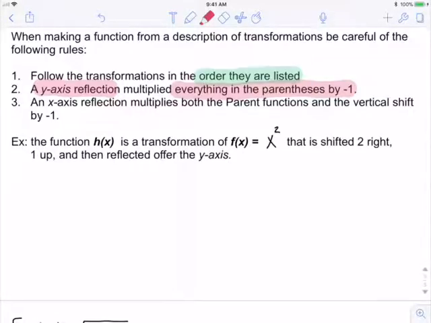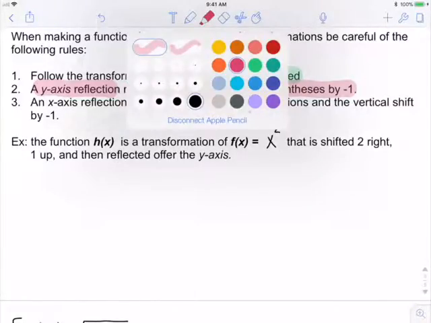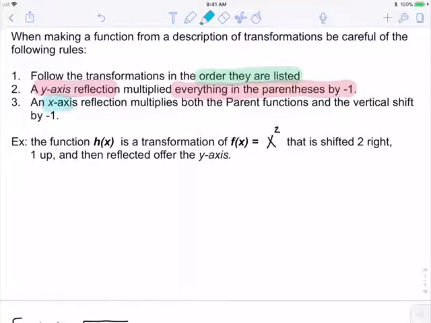This isn't just the x that gets affected. This is also the vertical shifts in the plane. They also need to be flipped, as well as the horizontal shifts. And so we have the same rule down here. If we ever see an x-axis reflection, then we need to multiply both the parent function and the vertical shifts by negative 1. We don't just add a negative to the outside. We need to flip the vertical shifts as well.